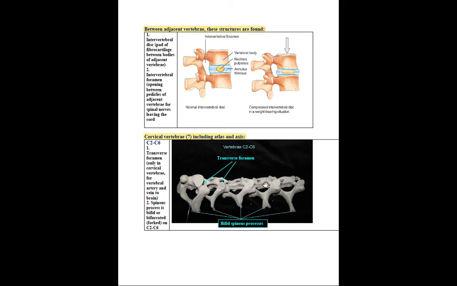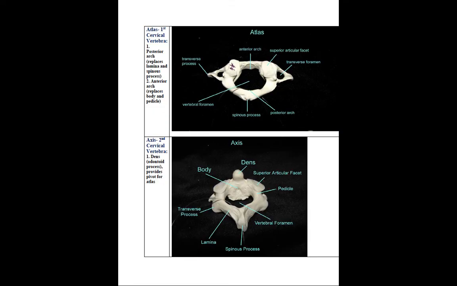And the reason that it has this foramen in the transverse process is for the vertebral artery and vein to run to the brain. Also, the spinous process of the cervical vertebra is what's called bifid or bifurcated. That just means it's forked. So that's another feature of the cervical vertebra that separates it from the thoracic and the lumbar.